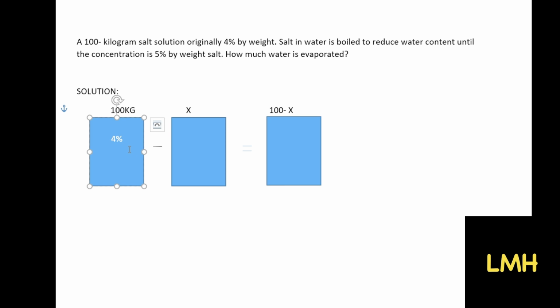What do you think is the next mixture? The black text is for water. Since we have 100% of the 100 kilogram given, we use it. Thus, 100% minus 4% is 96%. Write 96%.